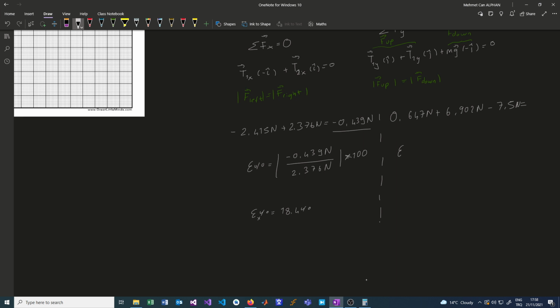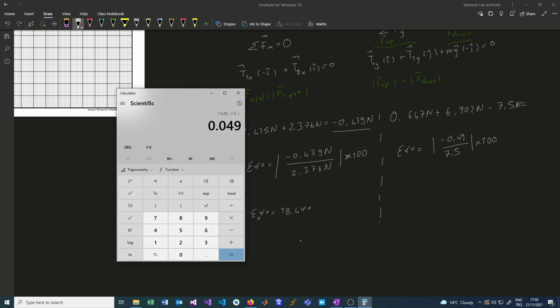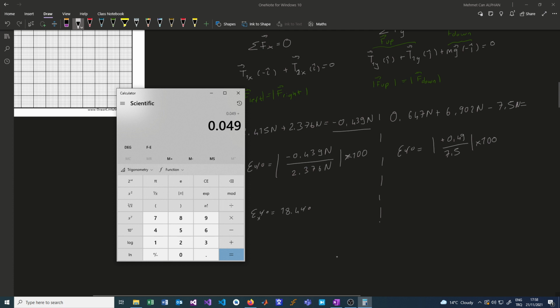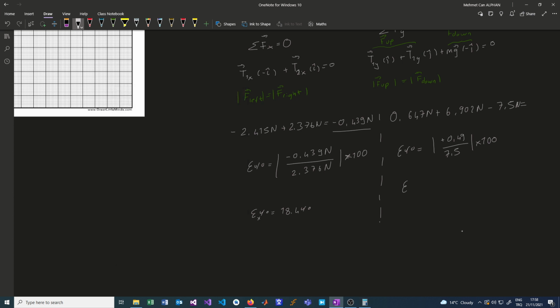So our error will be like this, right? Let me calculate the error. Yeah, I think this is positive. It doesn't matter because we are using absolute value. There is no such a thing as a minus error, right? So in the y-axis we have a much less error, 0.65%.